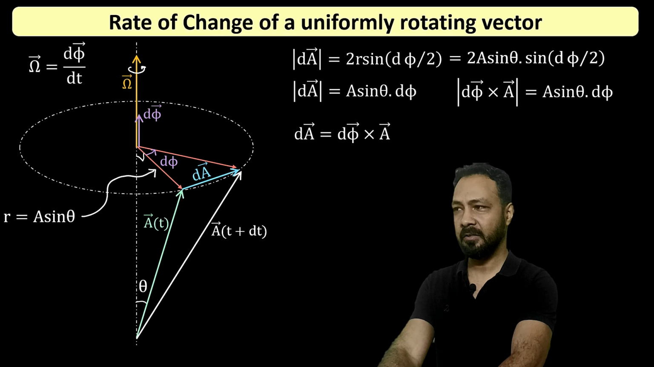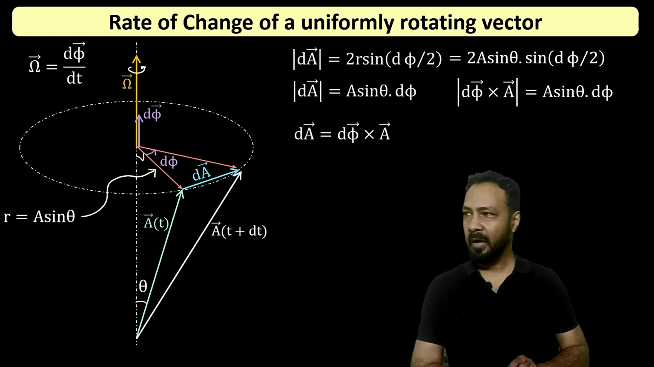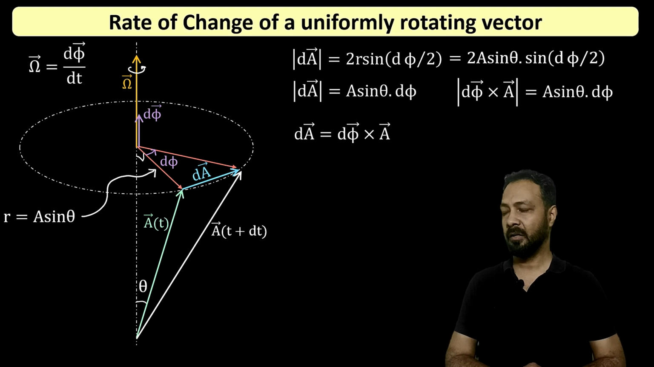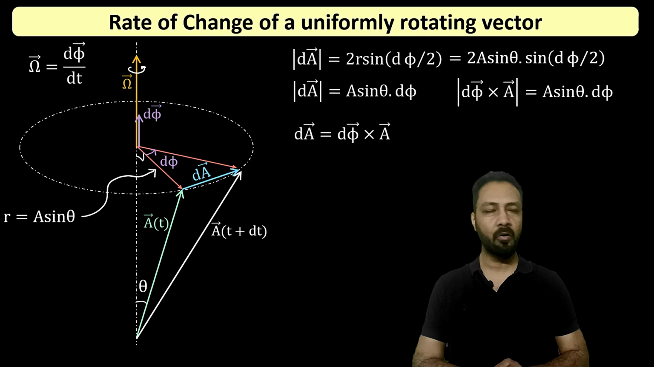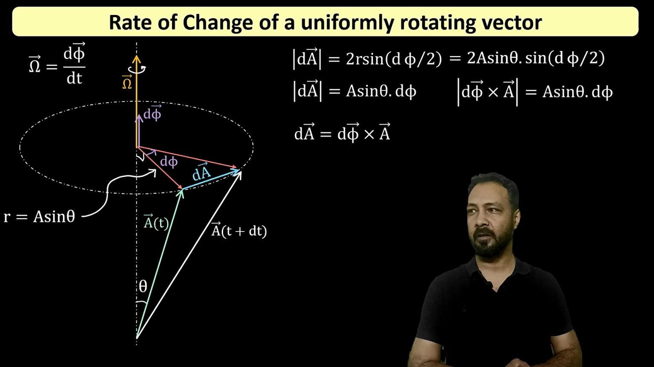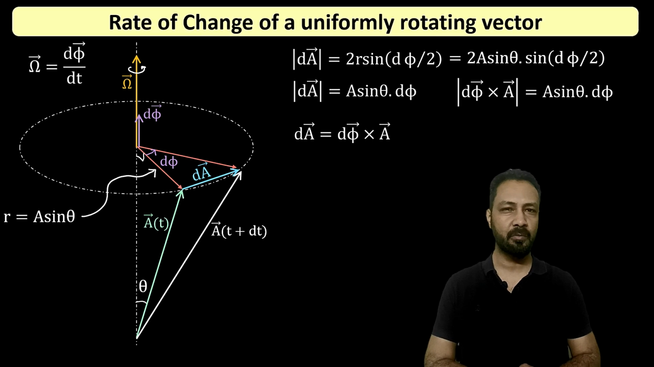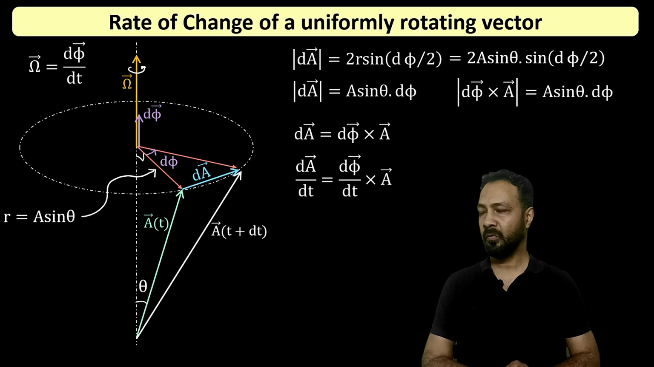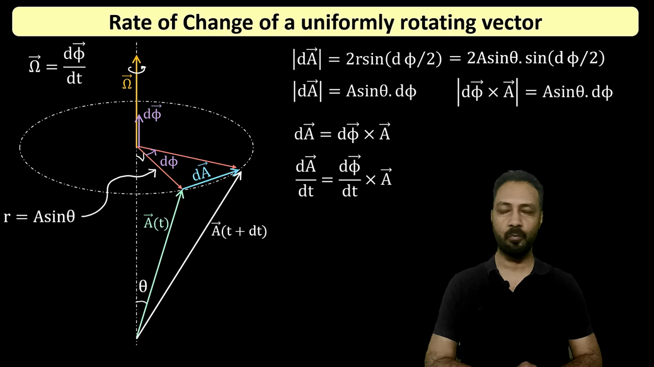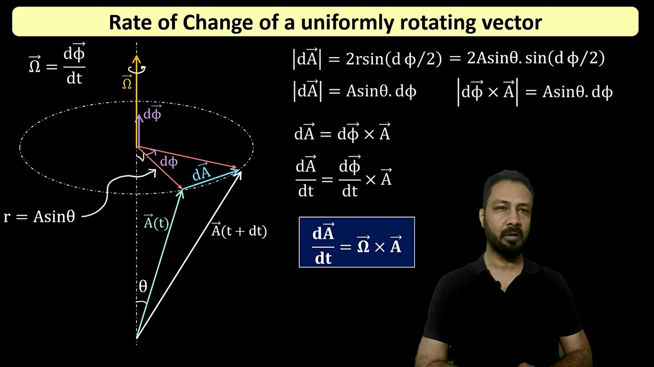So I can say that the magnitude of dA is equal to the magnitude of d phi cross a, and the direction of dA vector is along the direction of d phi cross a. So dA vector is d phi cross a. If we differentiate this with respect to time, or simply divide by dt, we will get d phi by dt cross a, and you know d phi by dt is what? Omega. So dA by dt is omega cross a.